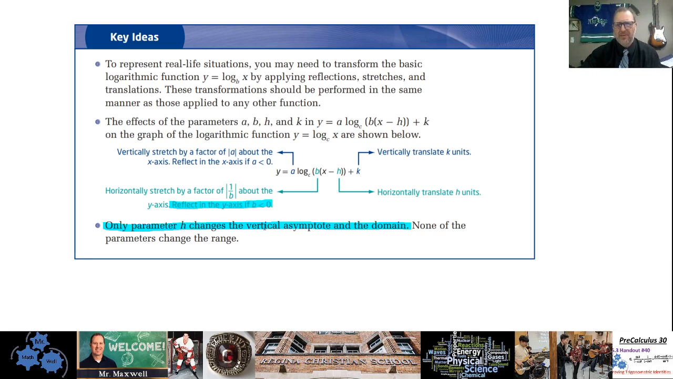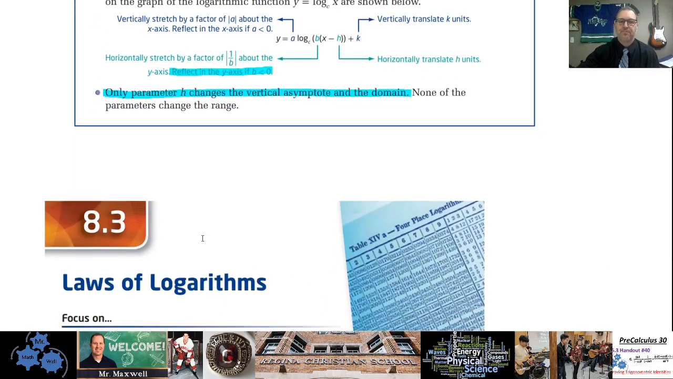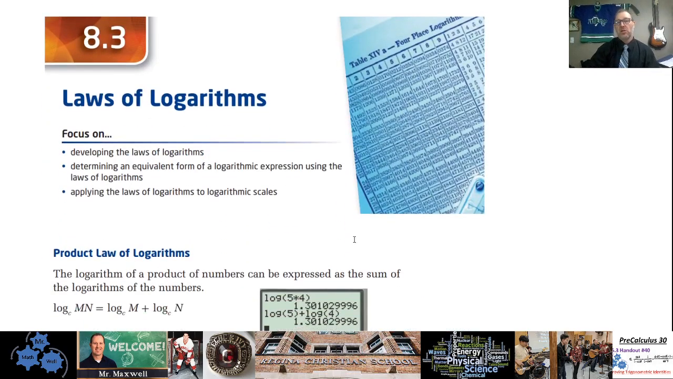Here's another neat thing for you to remember. Only h can change the vertical asymptote. That's a slide left or right. And that's the only thing that changes the domain as well, which makes sense. And none of the parameters change the range. None of the parameters change the range. It's always y ∈ ℝ.